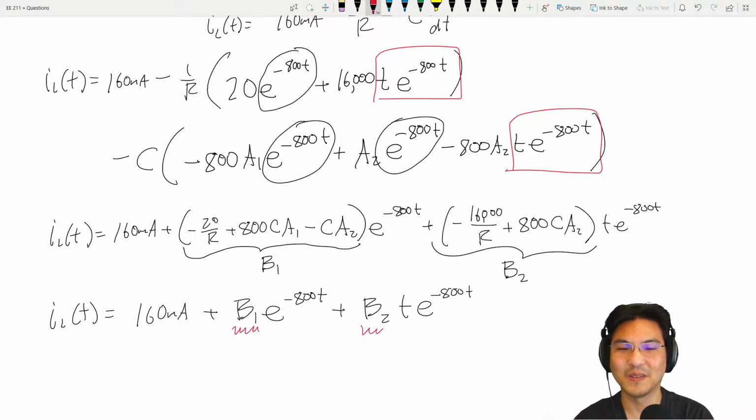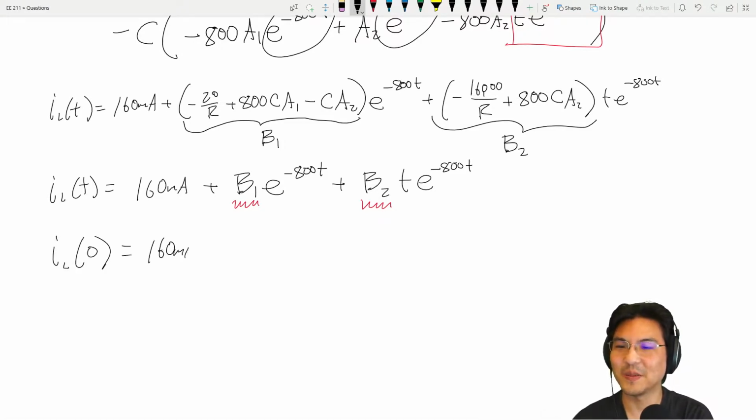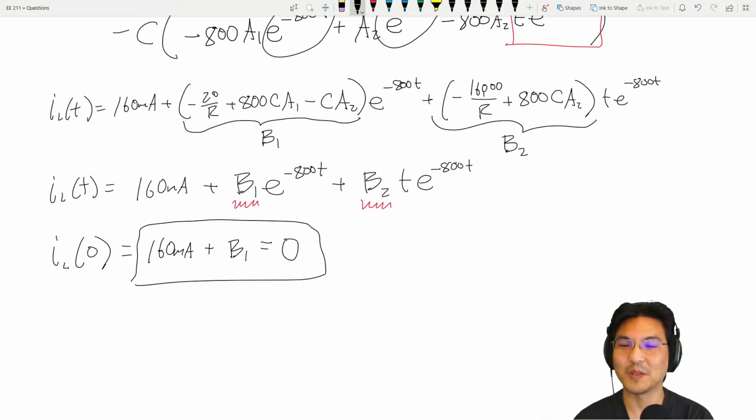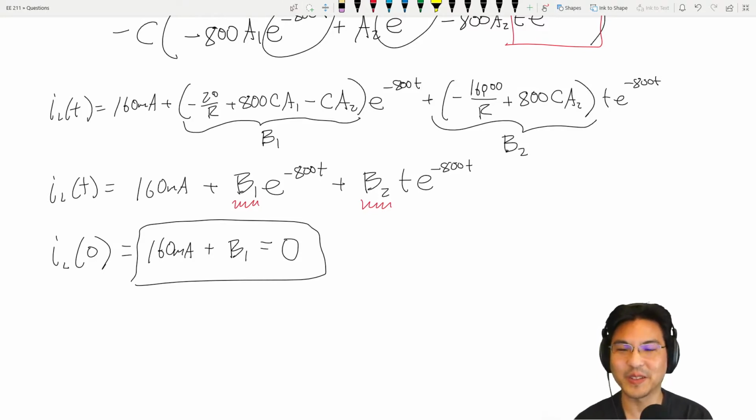What is this? What is this? And how do you do that? We need initial conditions. So what is IL at t equal to 0? 160 milliamps plus B1 e to the 0 plus B2 times 0 e to the 0. And we already said the current through the inductor at t equal to 0 was 0. So we know the answer already, right? B1 is negative 160 milliamps.